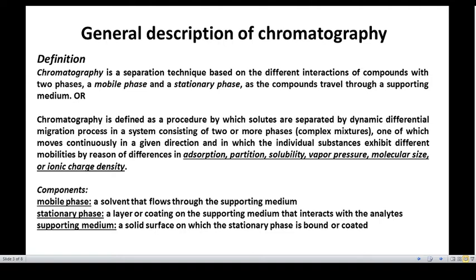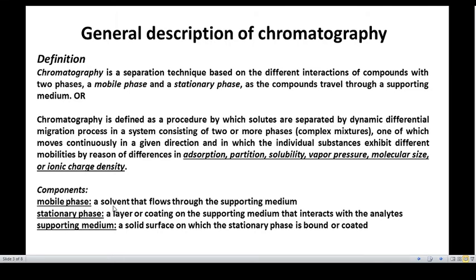So it is easy to remember the first definition: it is a separation technique based on the different interactions of the compounds of a mixture with mobile phase and stationary phase as the compounds travel through the supporting medium. Now, what are the components involved in the chromatographic technique? Basically three components are used: the mobile phase, the stationary phase, and the supporting medium.